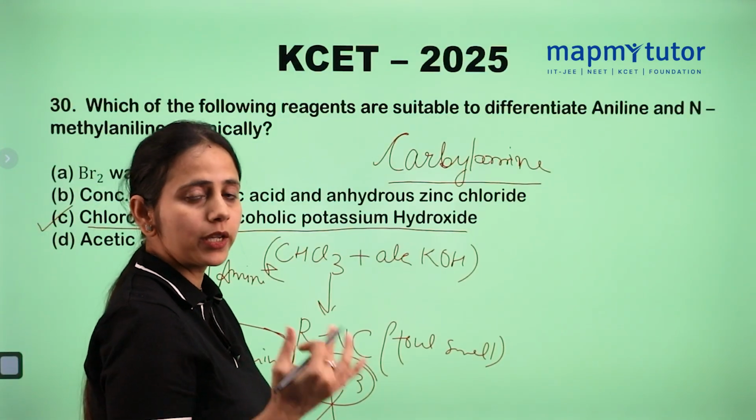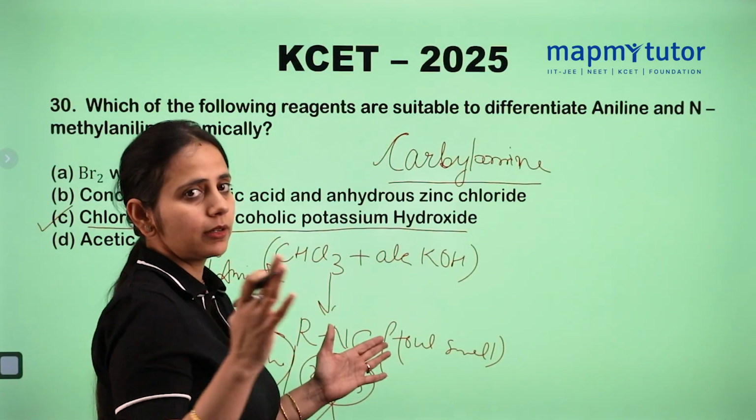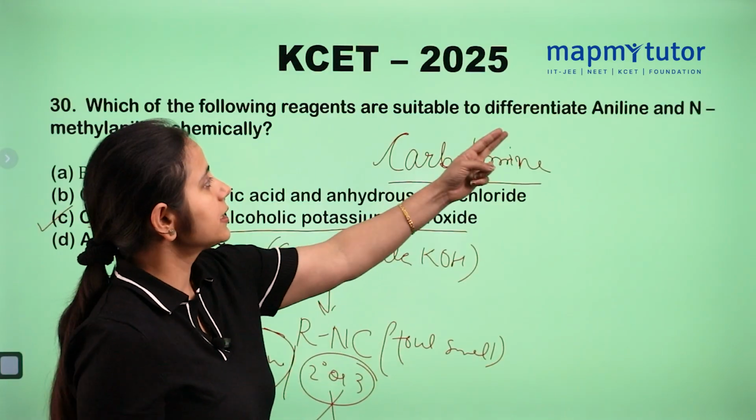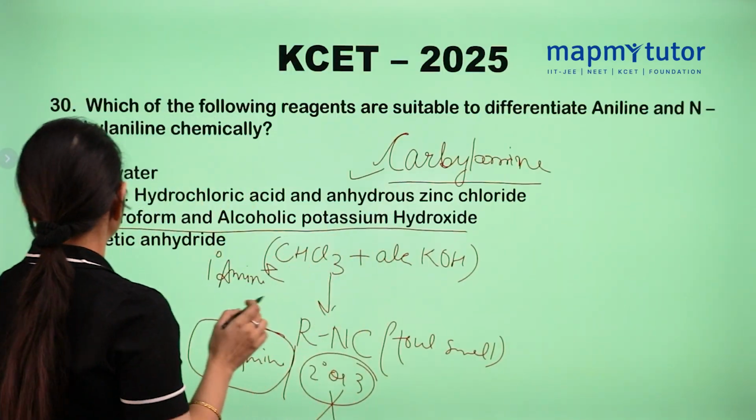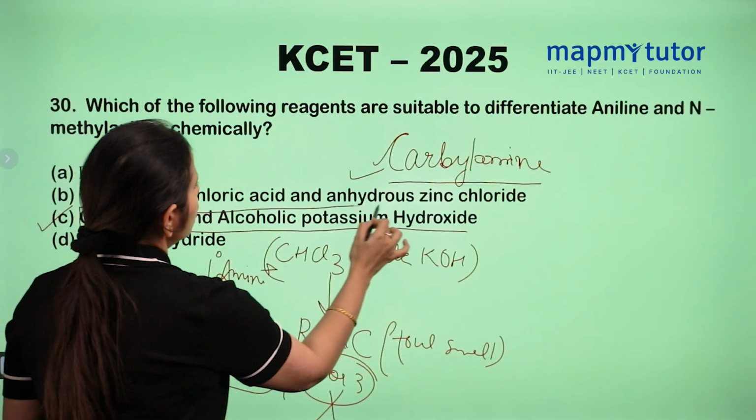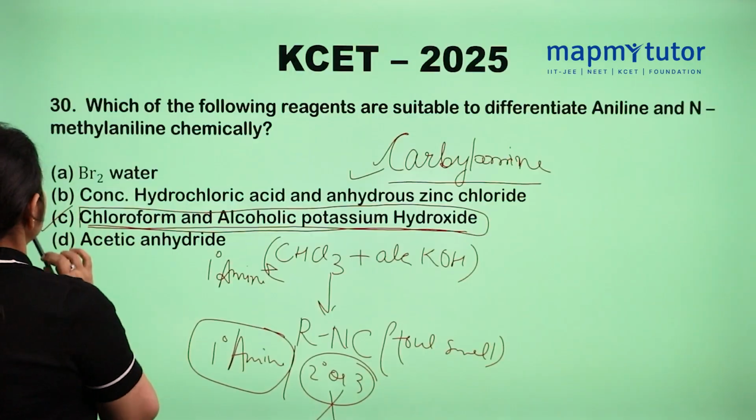So in this way, we can differentiate a primary amine from a secondary amine, that is aniline and methyl aniline, with the help of the carbylamine test, that is chloroform and alcoholic potassium KOH.